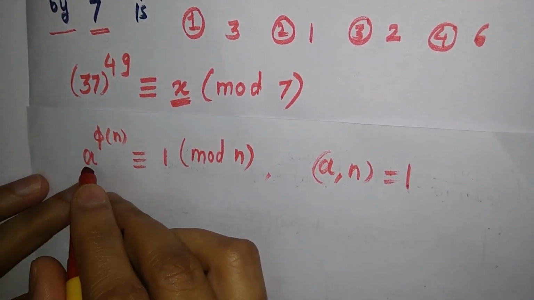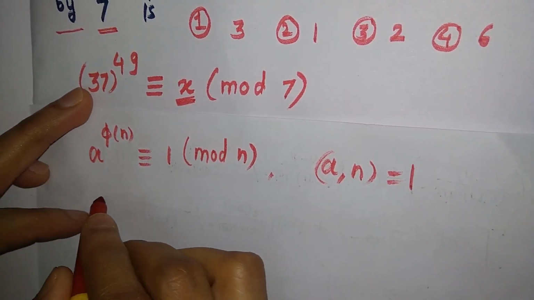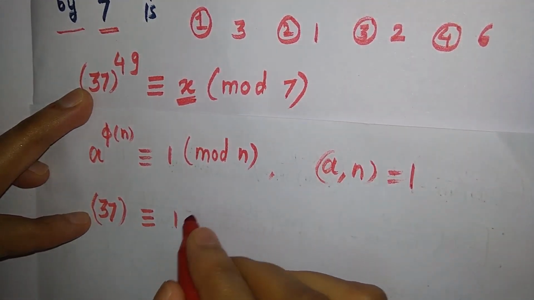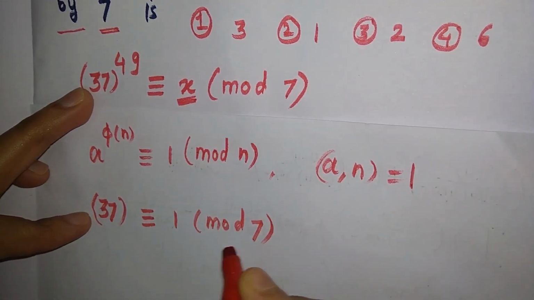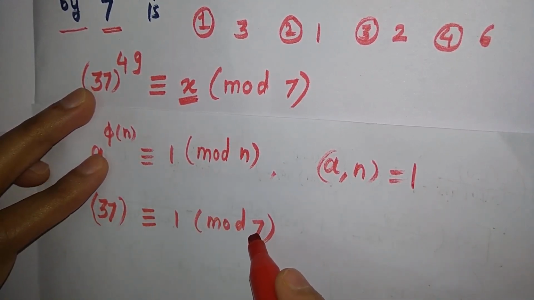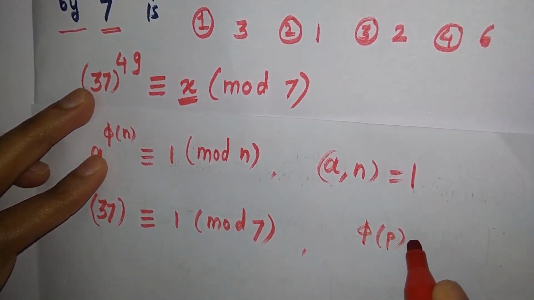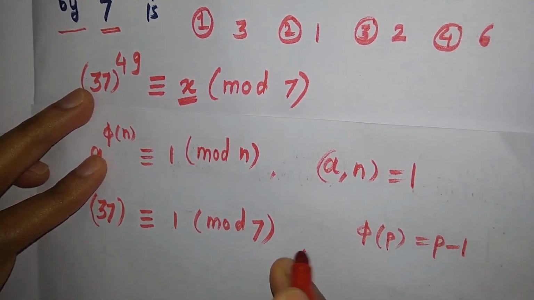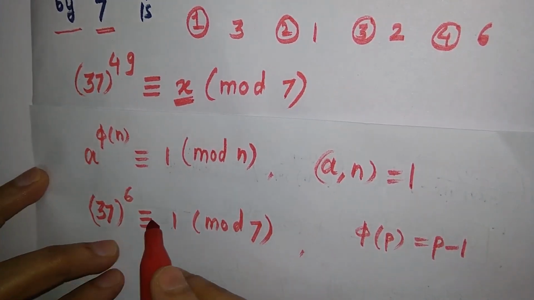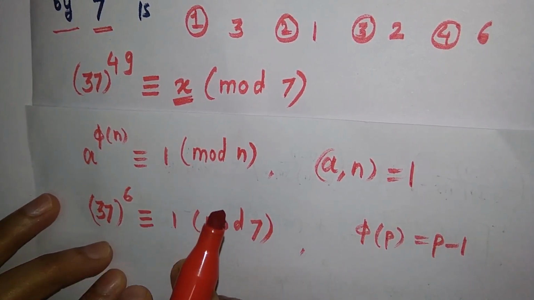Now you just take a to be 37 because we want 37 here, and n to be 7. So 37 raised to phi of 7 is congruent to 1 mod 7. And what is phi of n? Phi of n is just phi of 7. Now just note that 7 is a prime, and we know that phi of p, where p is a prime, is equal to p minus 1. So phi of 7 will be 7 minus 1, which is 6. And just note that the GCD of 37 and 7 is 1, so we can apply Euler's theorem here.